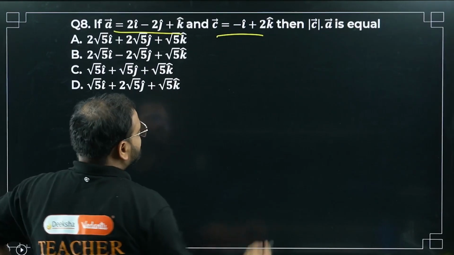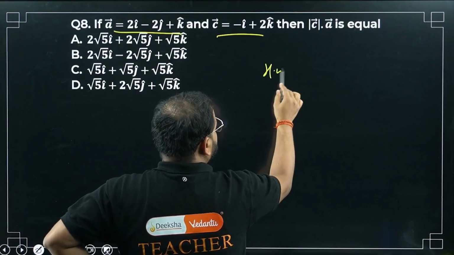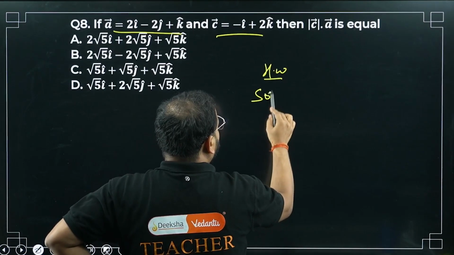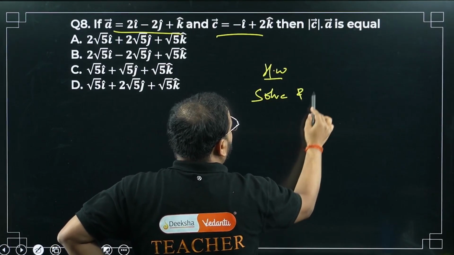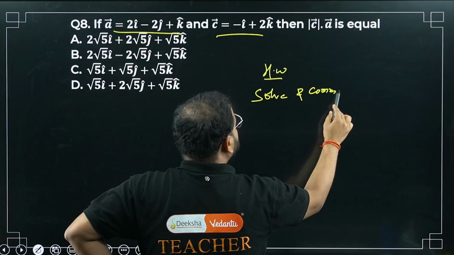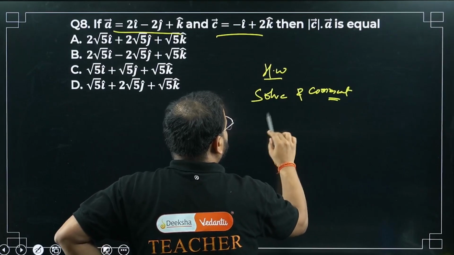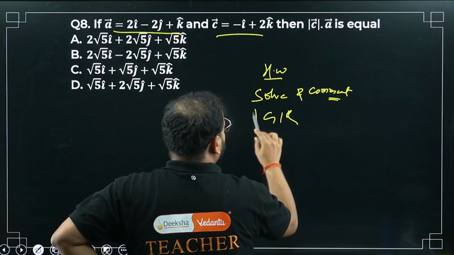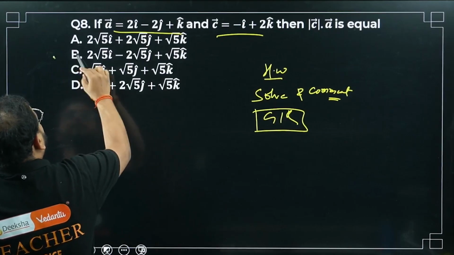Okay. Achha, this is your homework. Solve from your side. Solve and comment your answer. I'll give you the answer, but please solve and get the right answer. You got it? Right, sir. What is the option? B.